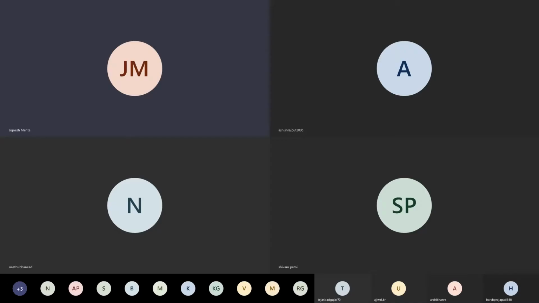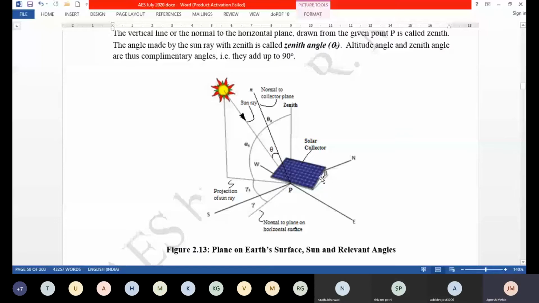Yes. So as I was discussing, the collector is tilted at angle beta with the horizontal plane, and at a given point of time, this is the sun ray line, and the normal to the collector makes angle theta with that line, which is nothing but the incidence angle.